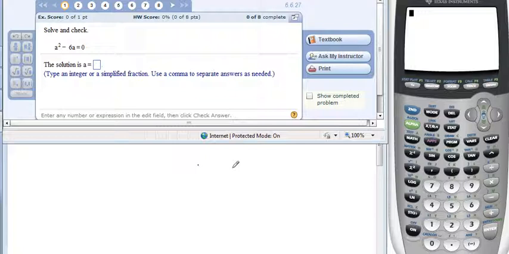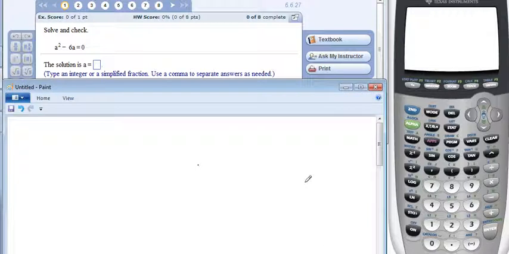I'm also going to show you the graphical connections between these equations, and we're going to be using the calculator a lot to check things and to show you how they're related, so that you have a better understanding of what we're doing here. All of these problems are going to be quadratic in nature.